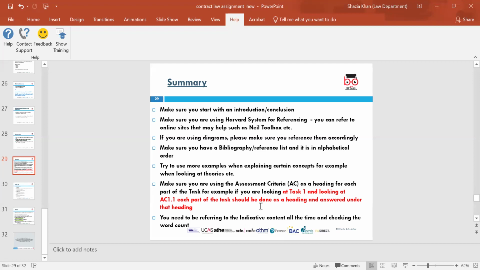Rather than just putting a heading saying "formation of a contract", you need to make it clear what you are being asked to do and what you are answering, so it's clear. It's the same as the feedback sheet, and it's the same as your assessment criteria, rather than just putting in a heading that you want. So make sure you are looking at the assessment criteria carefully. You need to be referring to the indicative content all the time and checking your word count.